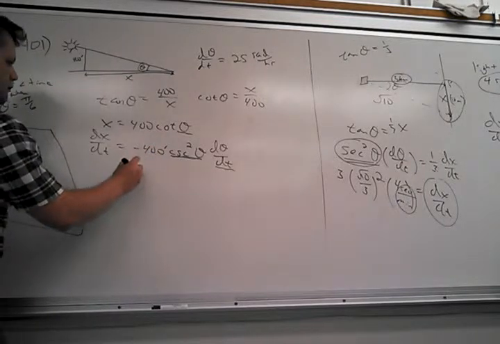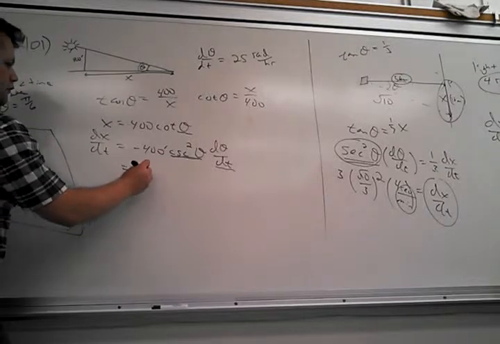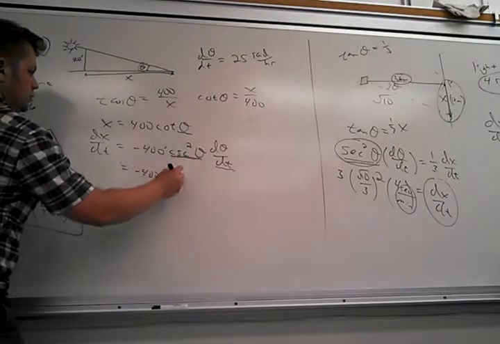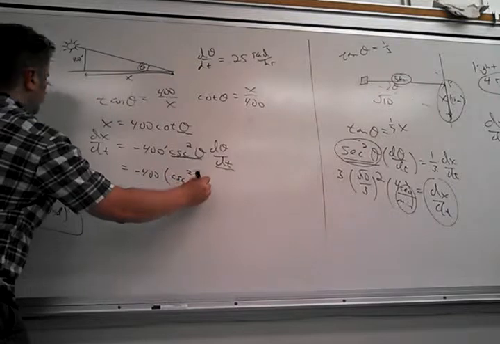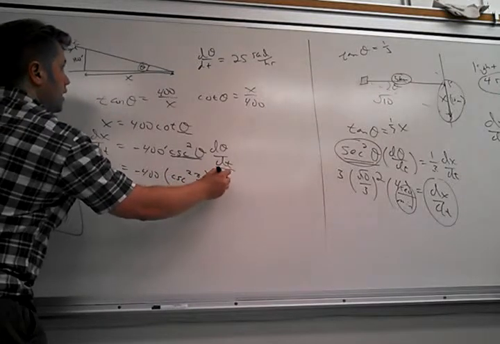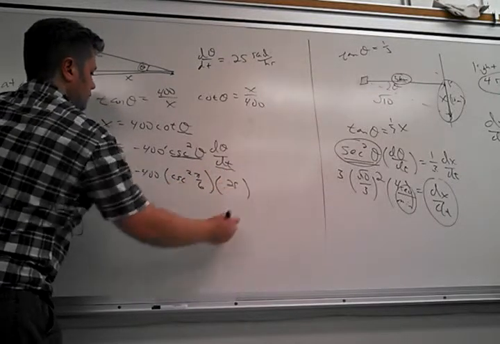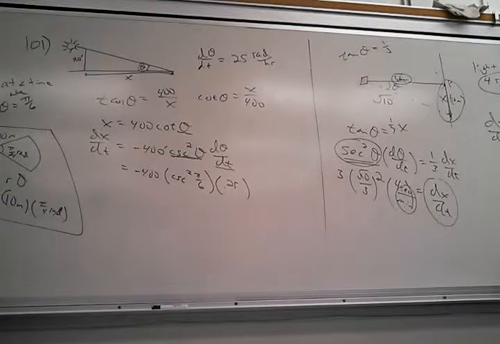So here you just plug in what you know: negative 400 feet times cosecant squared of pi over 6 times 0.25 radians per hour, right? What's cosecant of pi over 6?